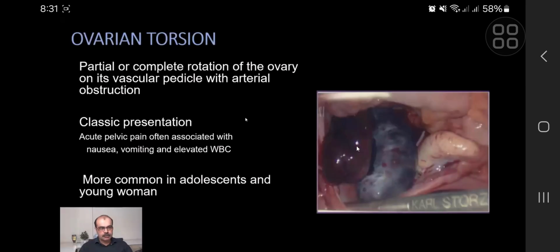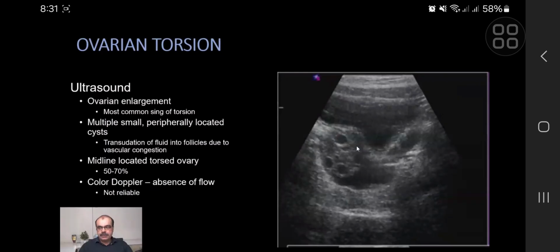Ovarian torsion could be partial or complete, a rotation of the ovary which twists along its vascular pedicle. In this case, there is acute pelvic pain associated with nausea and vomiting. The patient normally presents with vomiting, and it is confused with a normal UTI or something similar to that. But you have to make sure the pain is acute and very severe for the patient to bear. The findings are a bit different, obviously.